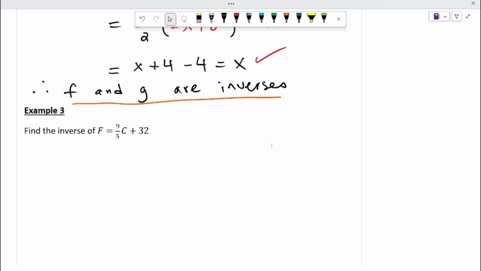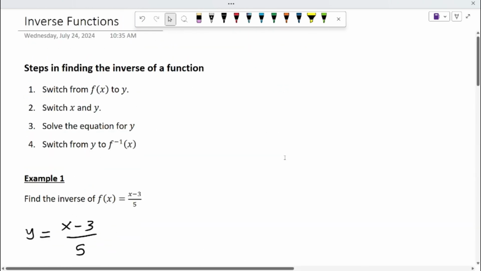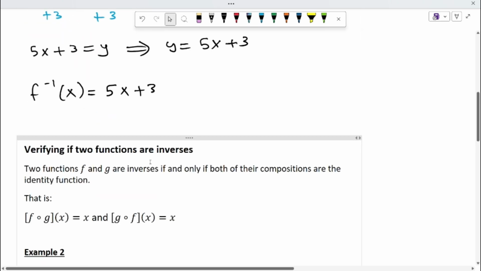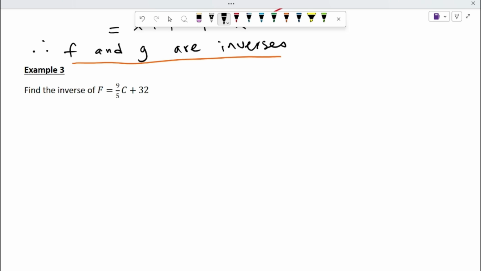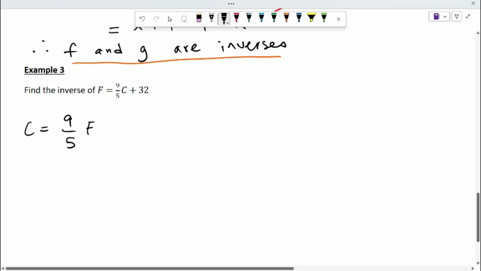I'm going to use the steps above that we solved for the first problem. So we're going to follow these 4 steps in the example we have down here. The first step is already done for us. We don't have to convert from f of x to y or anything like that. So the first step for me is to write c equals 9/5 f plus 32. And here we're going to solve for f. When we solve for f, we get the f inverse, and then we're going to have to switch back f and c, and that will give us a temperature in Celsius.